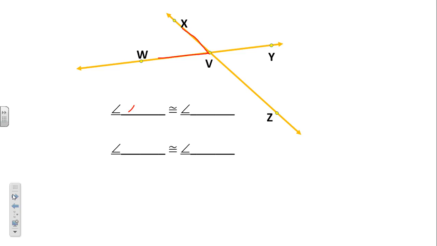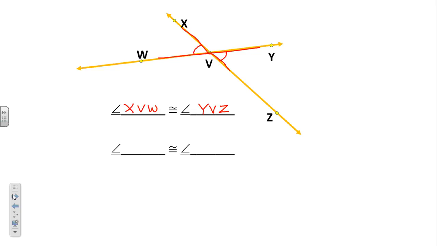XVW. Trying to write a Y. XVW. And I'm sorry, which one did you say? YVZ. Does everybody agree? Do those two only share a vertex? Absolutely. Okay. So these two are congruent. We make a single arc to show that those two are equal to each other.